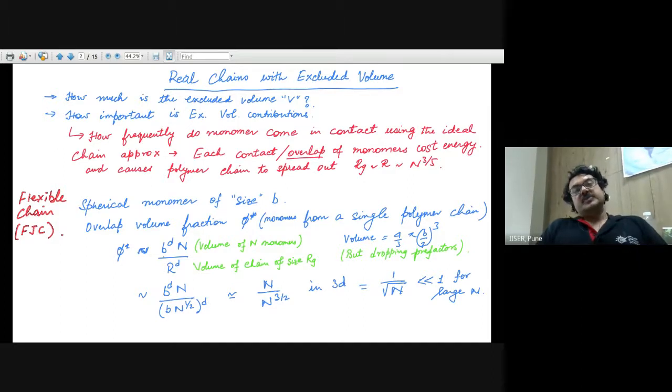And if you remember, we used a quantity called the excluded volume V. Depending upon the amount of overlap, there is an energy cost. As a consequence, in the Flory theory, we saw that the chain gets swollen. Now, that's a measure of the size of the polymer chain, statistically averaged, and it's an estimate. But the question is, how much is the value of this excluded volume V? And how important are excluded volume contributions? These are things which we want to address in today's lecture.